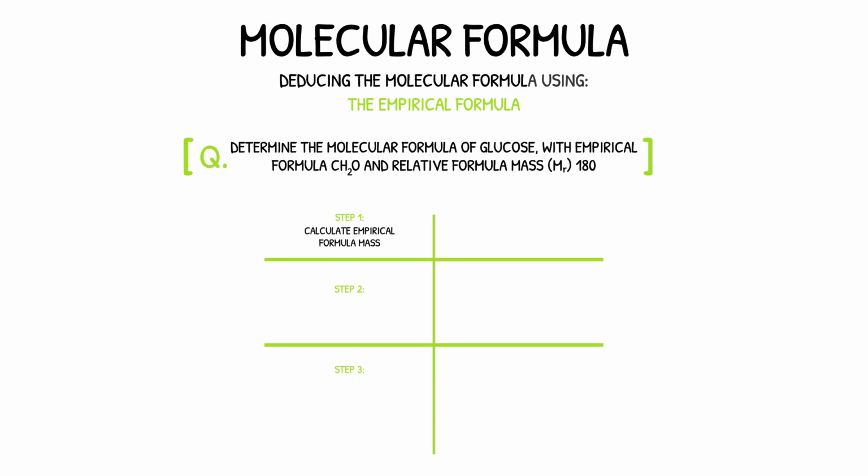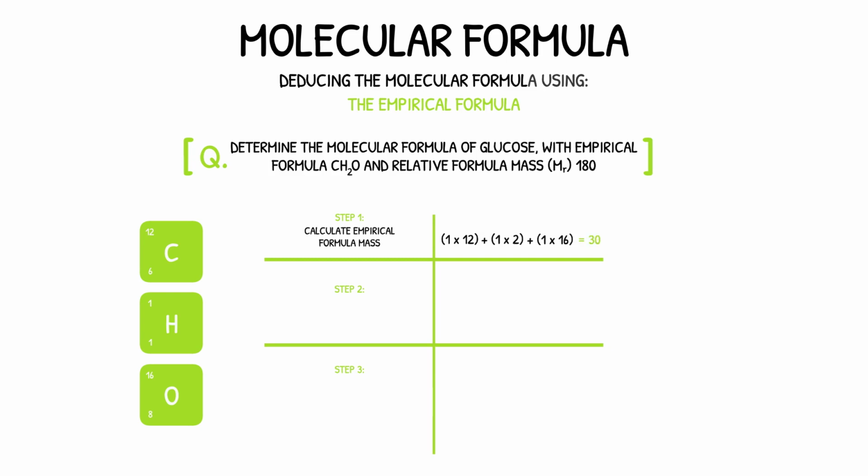The empirical formula contains 1 carbon atom, 2 hydrogen atoms, and 1 oxygen atom. So the calculation for this step would be 1 multiplied by 12, plus 1 multiplied by 2, plus 1 multiplied by 16, giving a total of 30. For step 2, you must divide the relative formula mass of the substance, which has been provided to you in the question, by its empirical formula mass. So in this case, you will divide 180 by 30, which gives a total of 6.